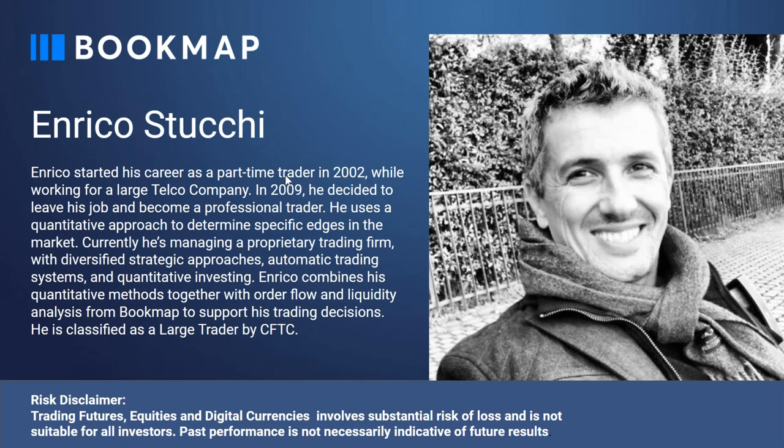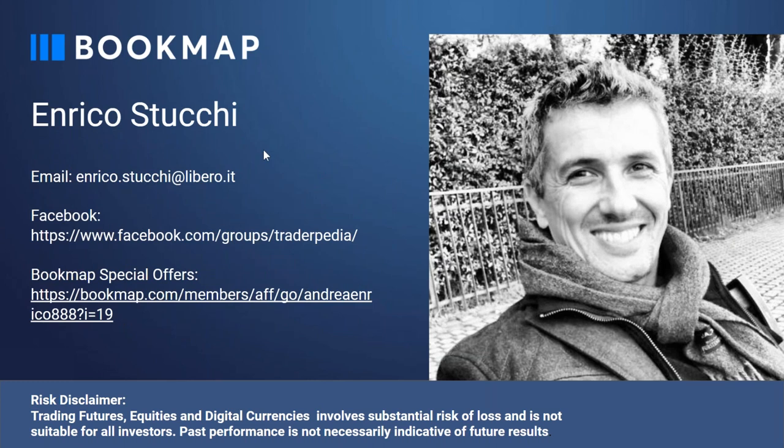A bit about Enrico. He started his career as a part-time trader back in 2002 while working for a large telco company. In 2009, he decided to leave his job and become a professional trader. He uses a quantitative approach to determine specific edges in the market. He's currently managing a prop trading firm with diversified strategic approaches, automated trading systems, and quantitative investing. Enrico combines his quantitative methods with order flow and liquidity analysis from Bookmap to support his trading decisions. He is classified as a large trader by the CFTC, and if you watched the presentation on Friday, you would understand what that means. He is a big fish.